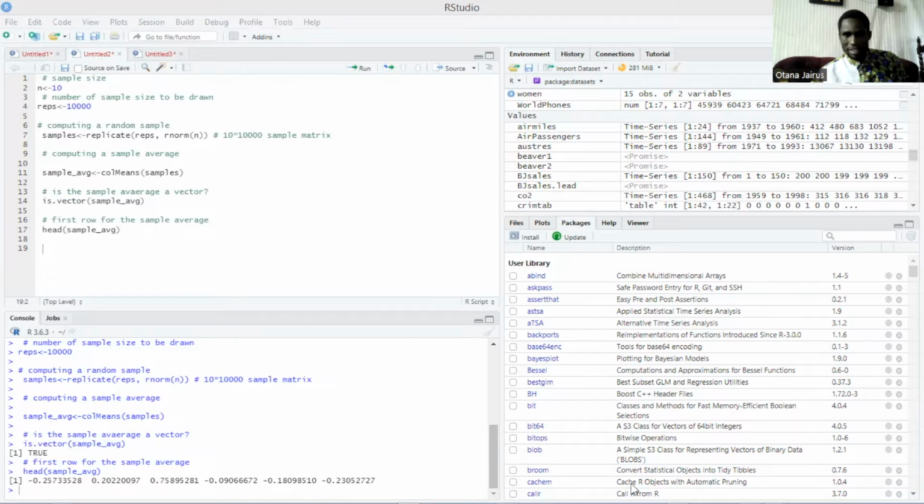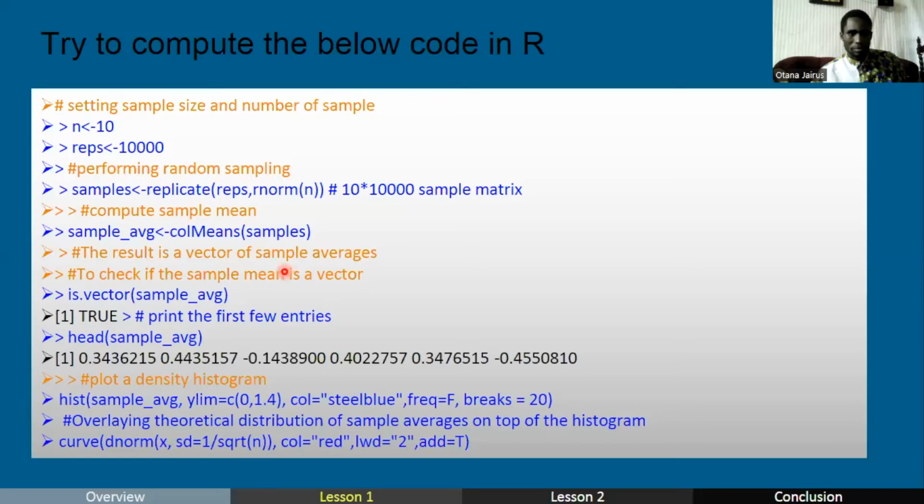Let me take you back to where we were. This is our code. As you can see, this is the first row. I hope you had written till this point. We also want to plot a density histogram, and this is the code for the density histogram.